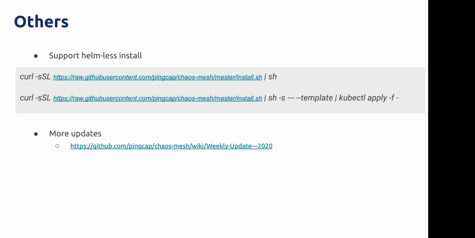Next, we also support installing Chaos Mesh without Helm. You can just use this command to install Chaos Mesh, and here you can see we can use Kubernetes to install it. You can find more updates in our weekly updates; here is the link. Okay, these are the recent updates this month.